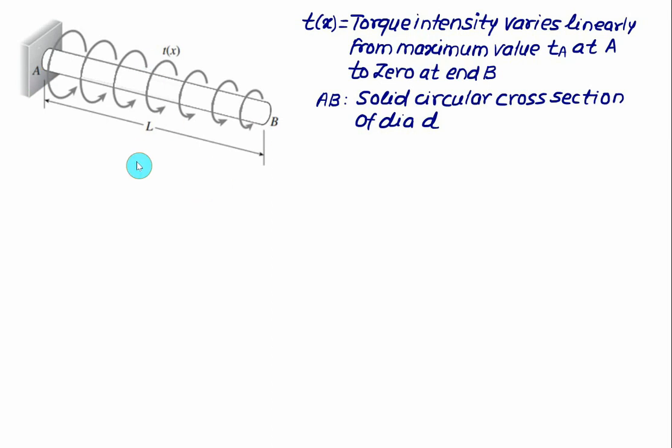This time we will consider here that the Tx is variable, its value is 0 at B and it goes on increasing, and the maximum value will be at A. At A the Tx value will be equal to Ta, and at point B the value of Tx will be equal to 0. So this is a difference here, it's a uniformly varying torque.